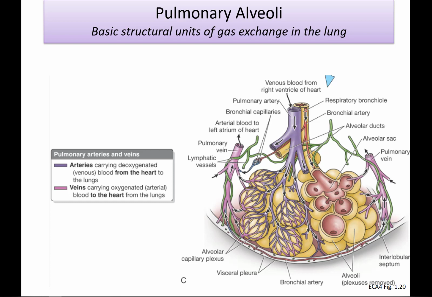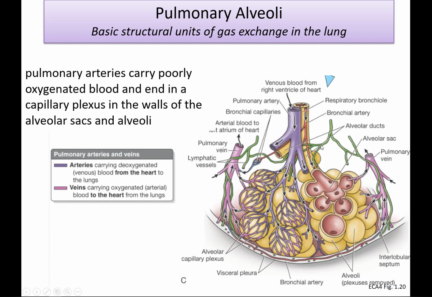If we look at the internal structure of the lungs, we can see a couple of interesting things. Within the lungs, the bronchi and pulmonary arteries are paired, and they also branch in unison. Tertiary segmental branches, also called tertiary branches, supply the bronchopulmonary segments. Each intrasegmental pulmonary artery, which will be carrying poorly oxygenated blood, ends in a capillary plexus in the walls of the alveolar sacs and alveoli, where oxygen and carbon dioxide are exchanged.